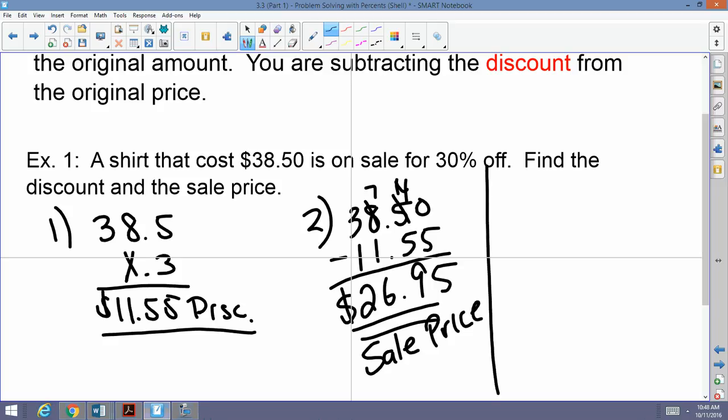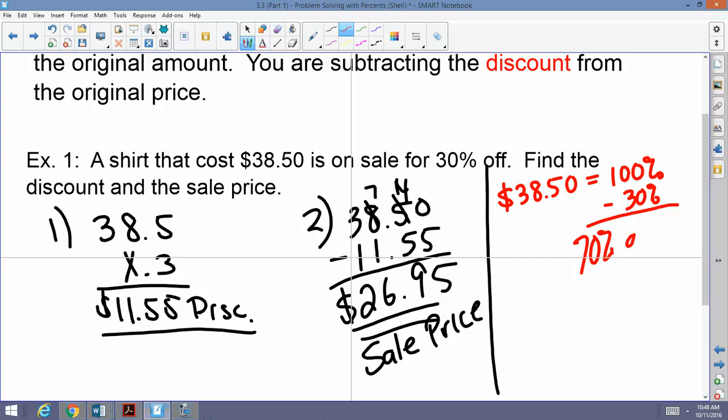Okay? That's all fine and dandy. I think it's a little bit basic. I think it's a little elementary. And I think that it's not going to get you where you want to go when they get tougher. So think about this logically, okay? The 38.50, didn't that equal 100% of the value of that shirt? Am I not taking away 30% for a discount? So am I not really paying 70% of the original?